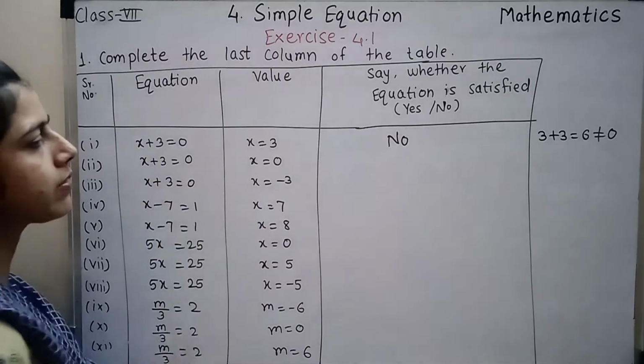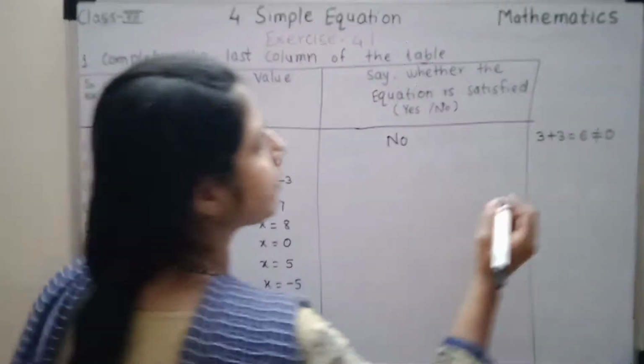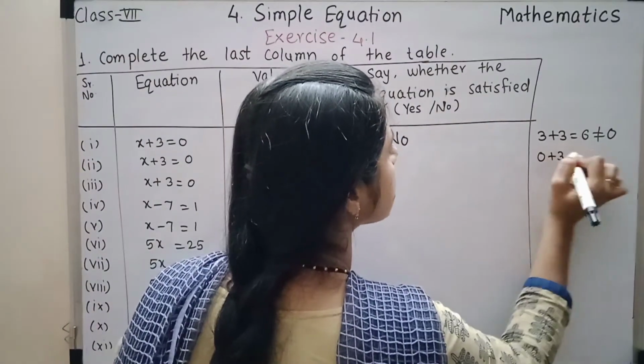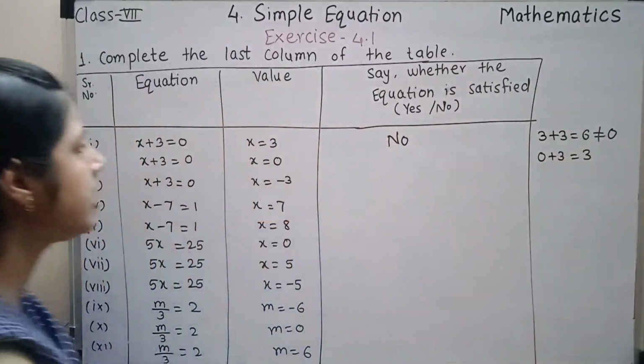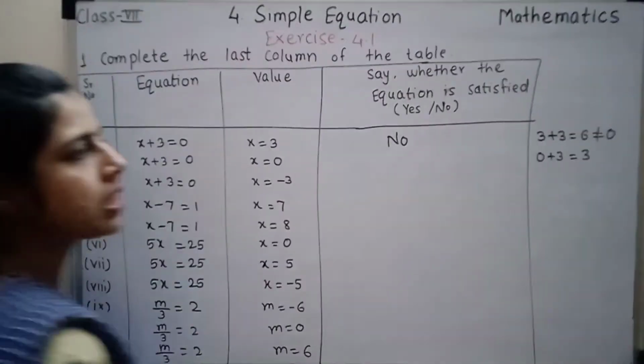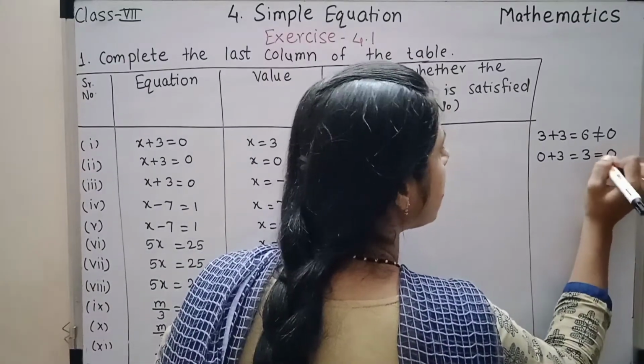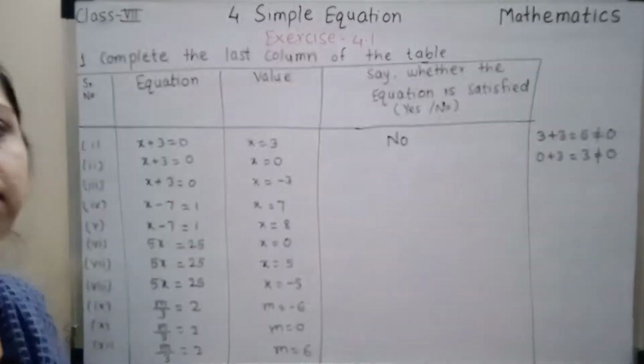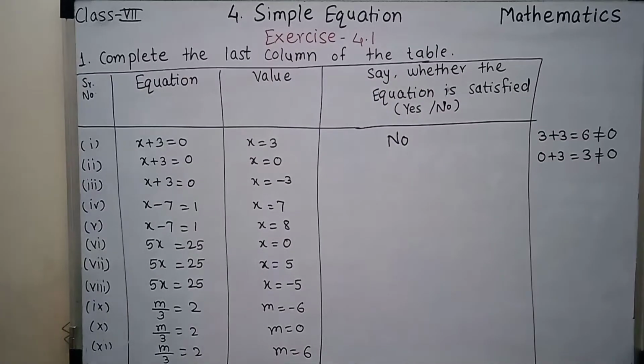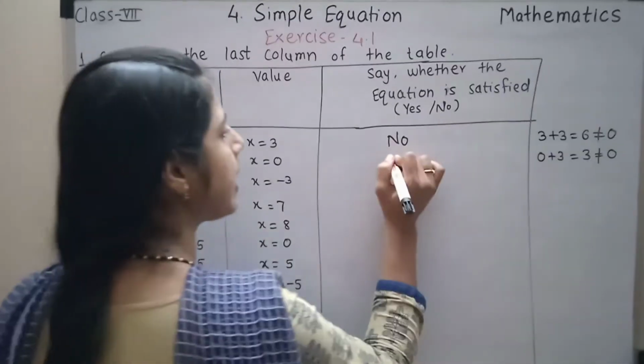Okay. Second is x plus 3 equal to 0. We need to take the x value as 0. तो अगर मैंने यहाँ पे x की वैल्यू 0 डाल दी तो ये आ जाएगा 0 plus 3. 0 plus 3 is what? 3. But the RHS given to us is what? 0. Is it equal to 0? So no again. 3 is not equal to 0, and obviously this value doesn't satisfy the given equation. So what do we need to write over here? No.